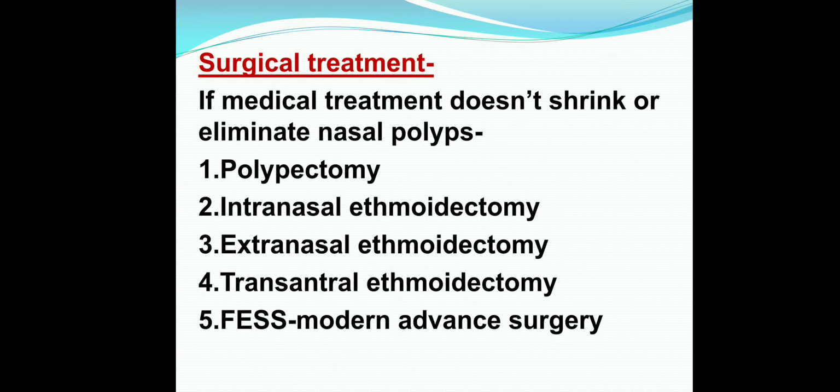So, when is intranasal ethmoidectomy done? It is done when the polyps are sessile and multiple. If recurrence occurs after intranasal ethmoidectomy, we go for extranasal ethmoidectomy. Transantral ethmoidectomy is done when the ethmoidal polyp is affecting the maxillary antrum. The 5th surgical treatment is functional endoscopic sinus surgery. It is the modern and advanced surgical treatment for ethmoidal polyp.